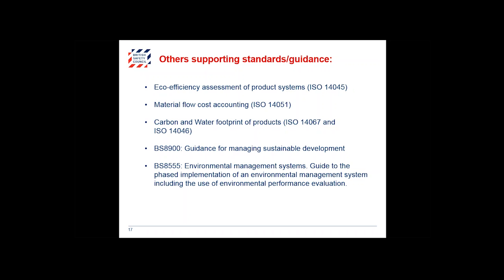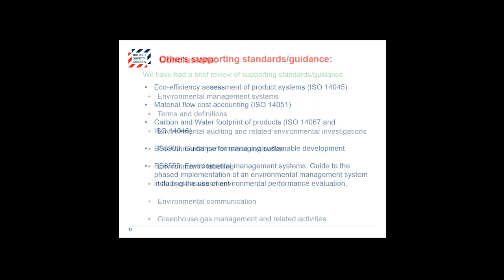And there's also the good old BS 8555 Project Acorn, which is around environmental management systems. Again, it's just a phased implementation of environmental management systems for SMEs. The model is still out there, you can still use it. It means you don't have to do everything all at once to get a 14001 accreditation. You can do it in nice phased steps, and that's BS 8555, so SMEs.